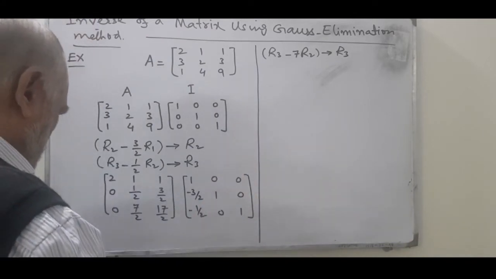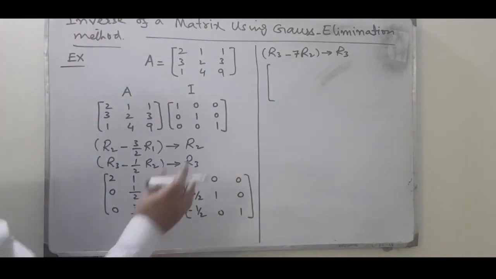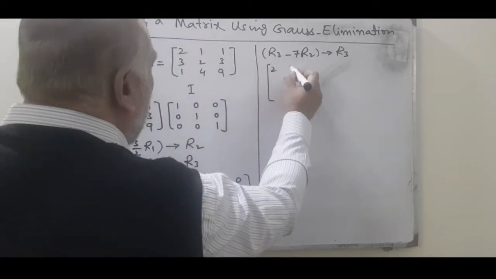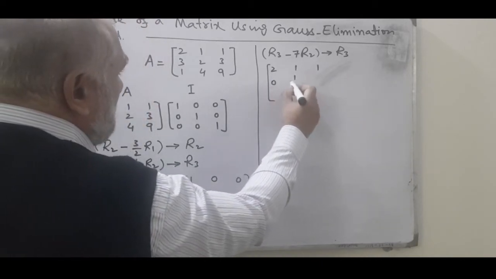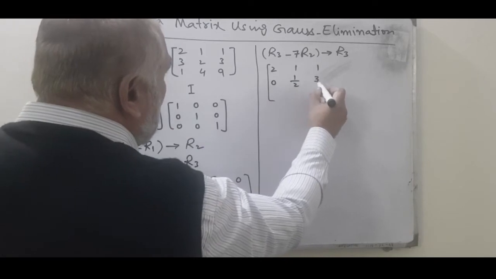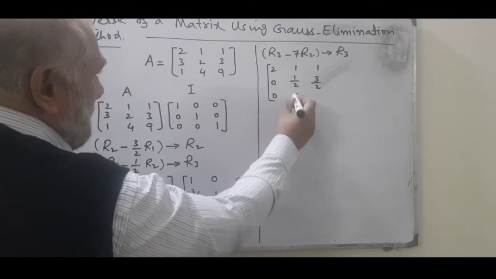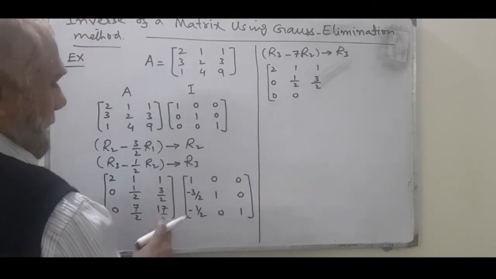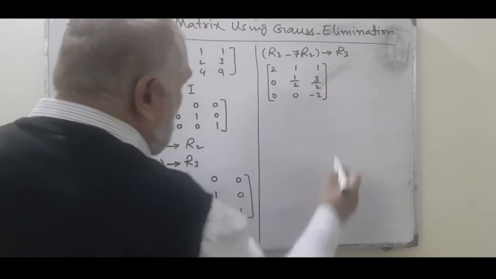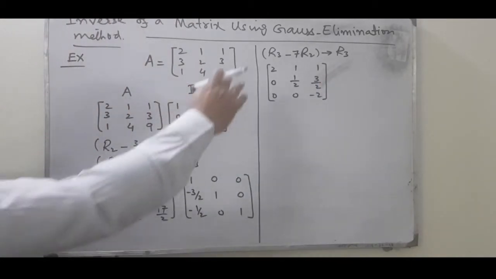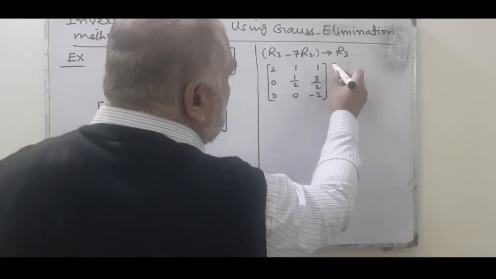Whenever you perform this operation on this side, the first two rows remain unchanged: 2, 1, 1, 0, 1/2, and 3/2. And the remaining will be, these two become 0, and 17/2 will be replaced by minus 2. You can check all these calculations yourself very easily by performing this row operation. And the same you have to apply on this side.